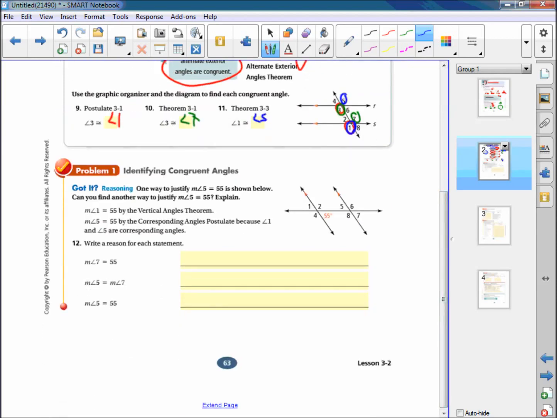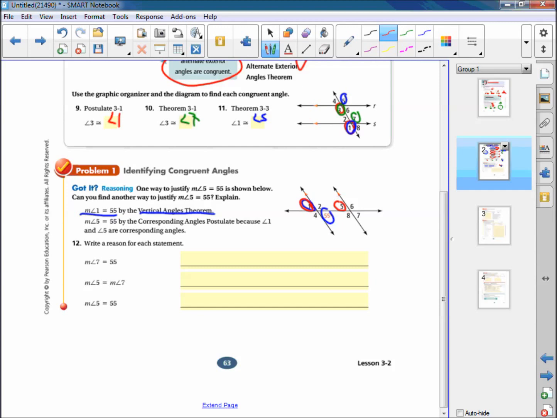Problem number 1, identifying congruent angles. So one way to justify that the measure of angle 5 is equal to 55 is shown below. Okay, so let's go through it. Measure of angle 1 is equal to 55 by the vertical angles theorem. So they say 1 and 55 are the same, vertical angles. And then the measure of angle 5 is equal to 55 by the corresponding angles postulate, because angle 1 and angle 5 are corresponding angles. So 1 and 5 are corresponding, so they're going to be congruent.